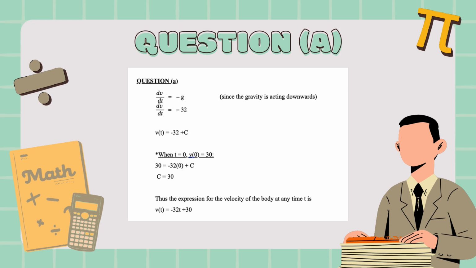v(t) equals minus 32t plus c. At t equals 0, the velocity v(0) is 30 feet per second, so c equals 30. Therefore, the velocity at any time t is v(t) equals minus 32t plus 30.